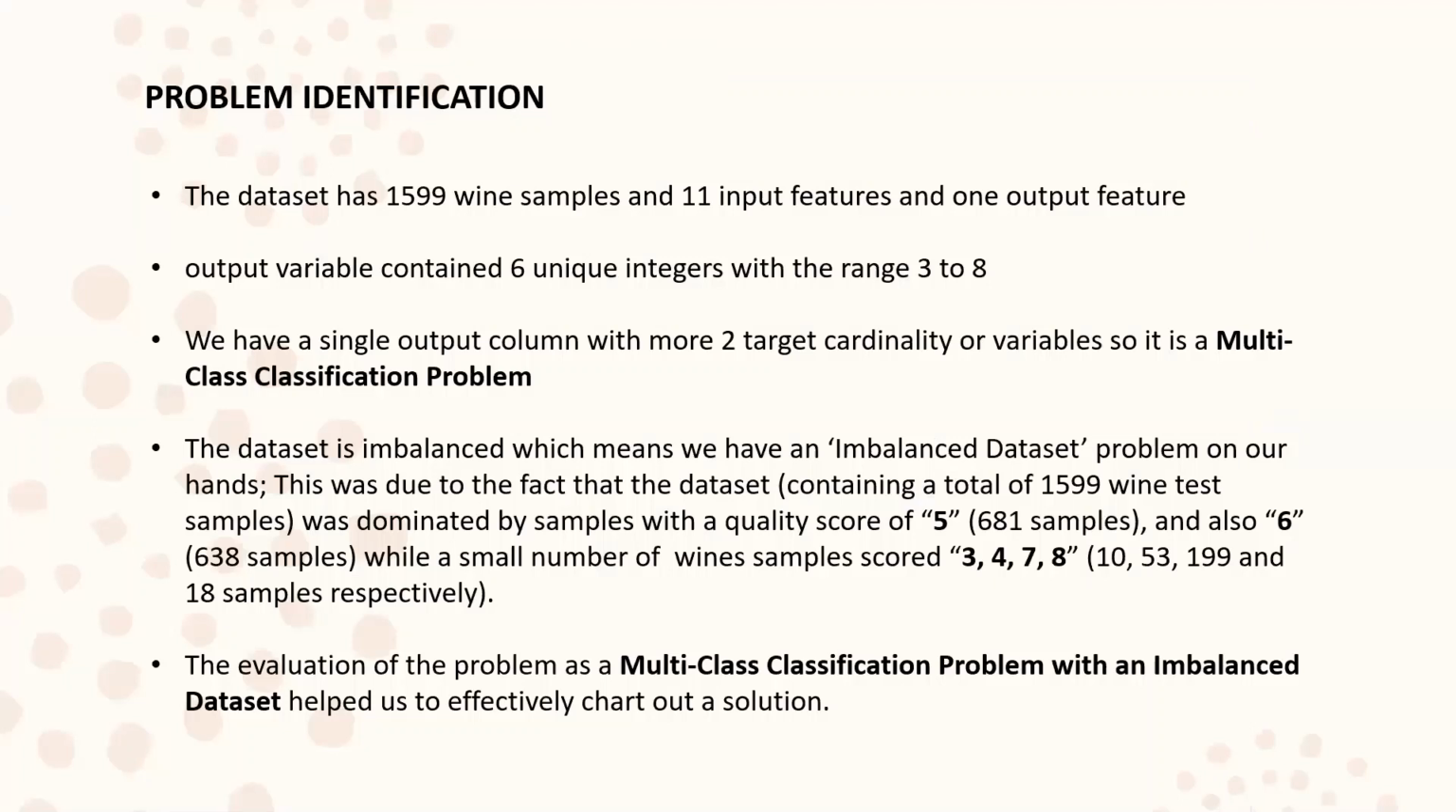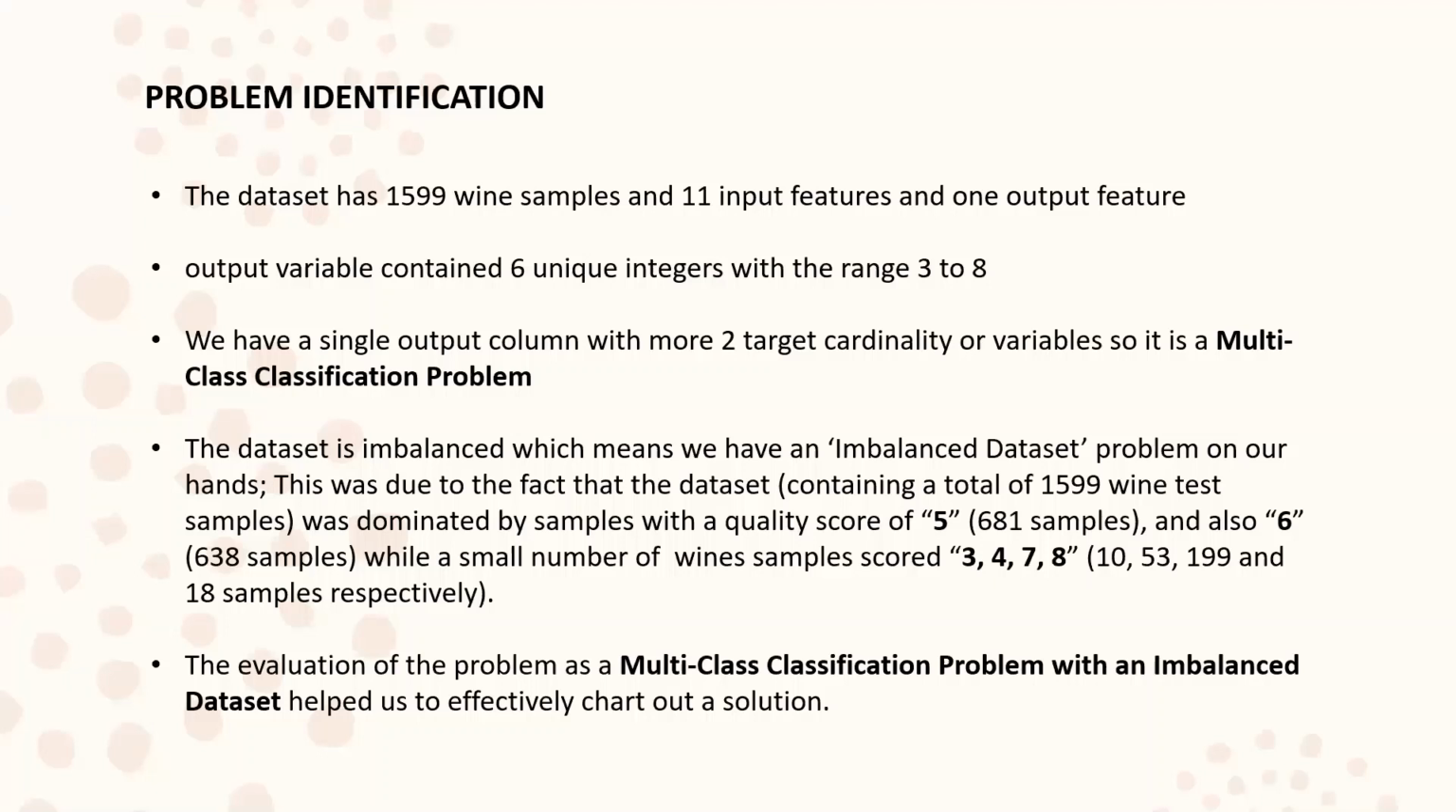So we started with identifying the problem for what it was. We saw that the data set was relatively small and it had 11 input features and one output feature. Then we also noticed the output feature contains 6 unique integers, within the range of 3 to 8. So looking at the fact that it had just one output column and it contained more than 2 values within the output column, it means the problem is a multi-class classification problem.